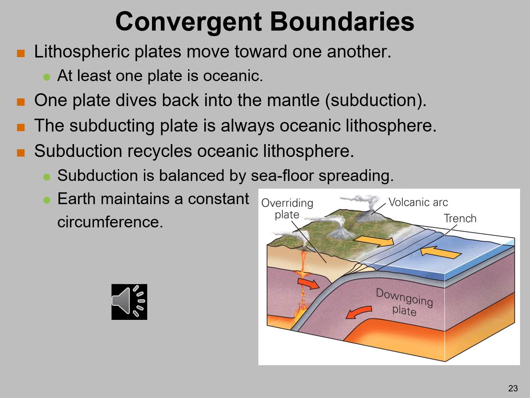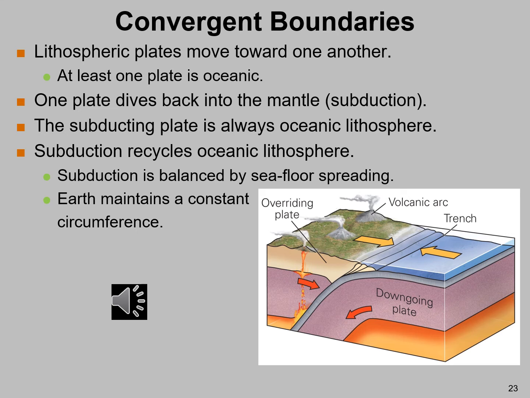Lithospheric plates move towards one another at convergent boundaries. One plate is always oceanic, and the plate that subducts is also always oceanic. Subduction recycles the oceanic lithosphere and is always balanced by seafloor spreading. Once a marine lithospheric plate reaches an age of 10 million years, its density is greater than the asthenosphere.